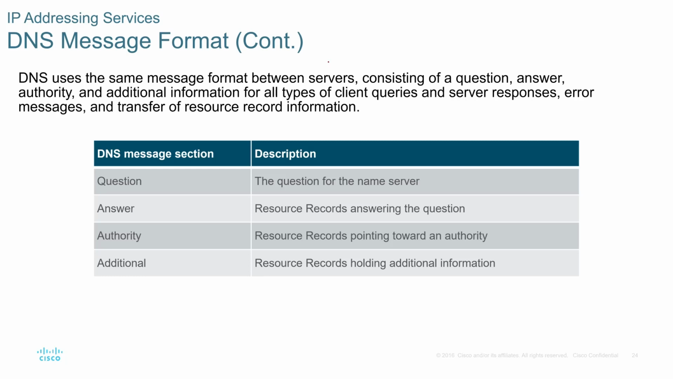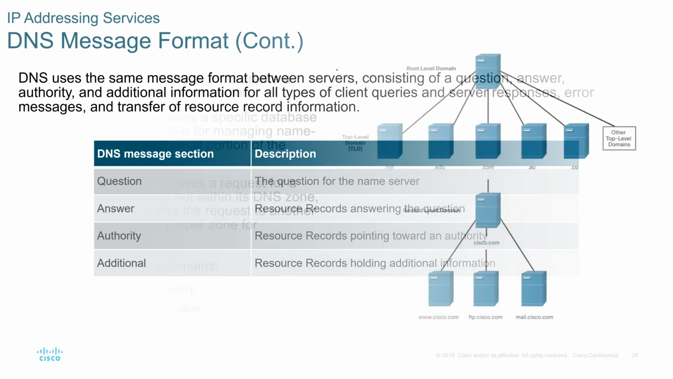The DNS message format consists of a question and answer, as well as authority and any additional information for all types of client queries and server responses. The question may be the question for the name server. An answer would be a resource record answering the question. The authority that it comes from would be an authority guaranteeing that it is who it says that it is, and any additional resource records holding additional information.